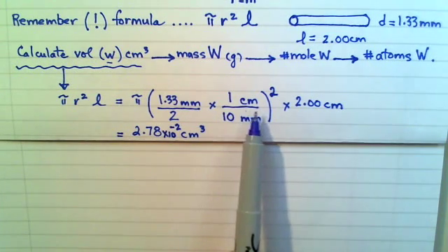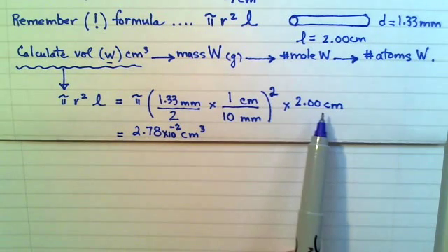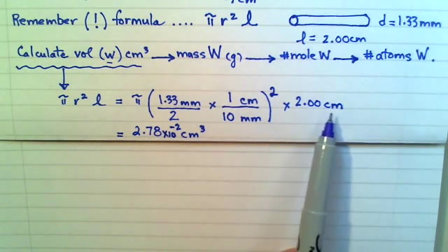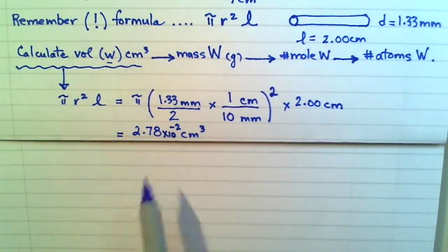So once I have that number, I'll square it. My unit will be centimeters squared. I'll multiply that by 2.00 centimeters. So ultimately I'm going to have a volume in cubic centimeters. That volume numerically is 2.78 times 10 to the minus 2.